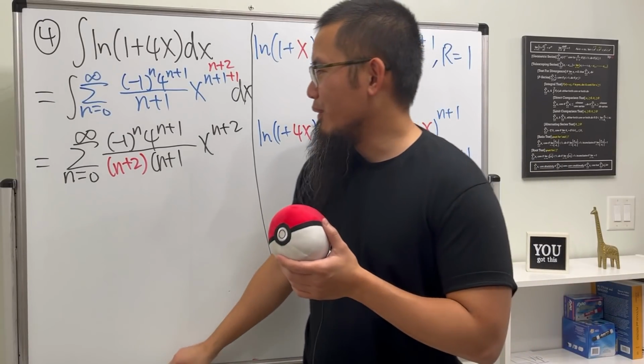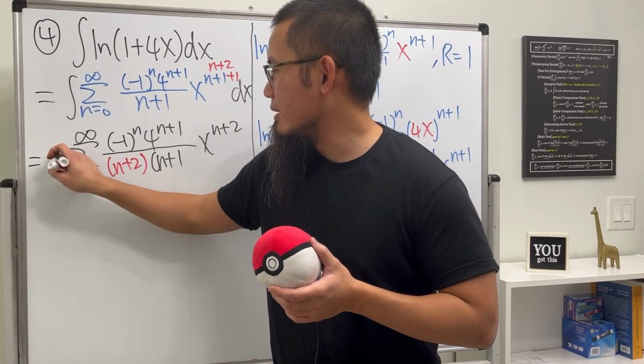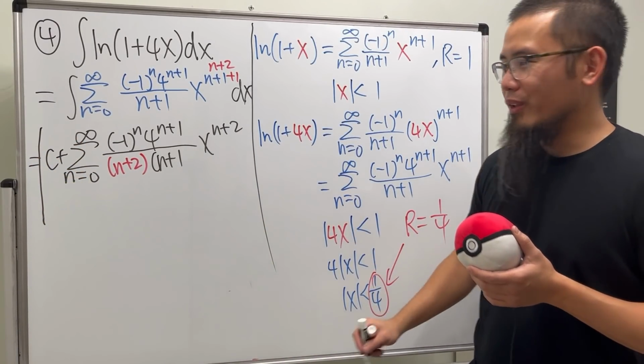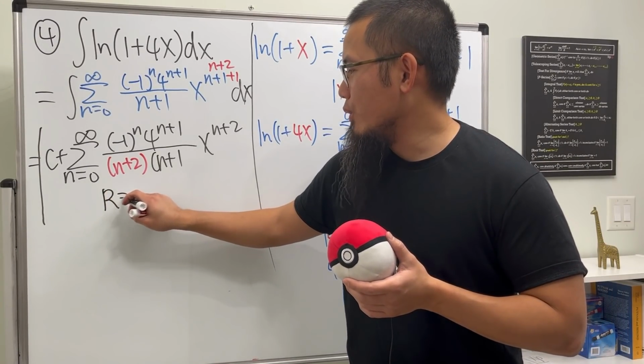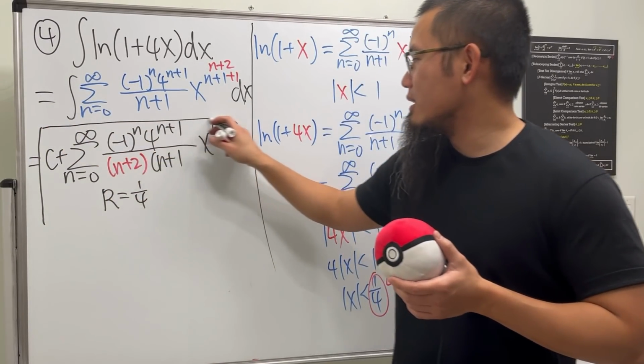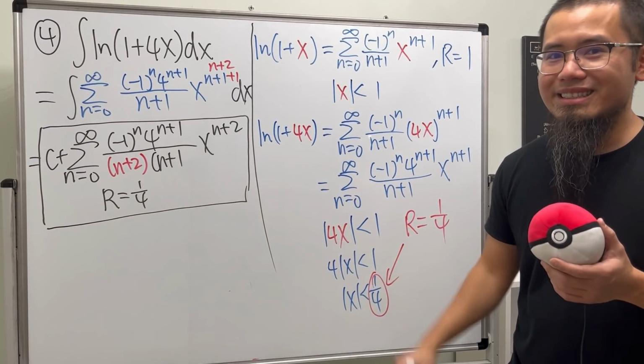And yes, I forgot the c plus in the front, but let me just put that down right here, c plus. And r is also 1 over 4, because remember, when you integrate a power series, the radius of convergence stays the same. Alright, so that's it for that.